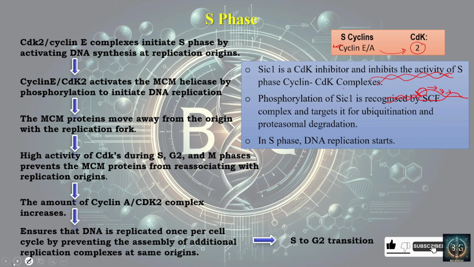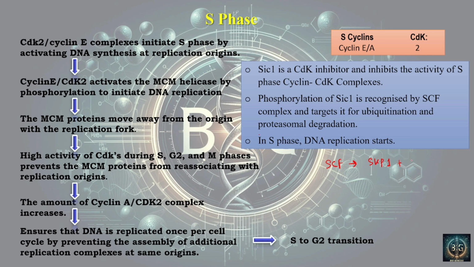Here is another protein, that is SIC1. SIC1 acts as a CDK inhibitor, a cyclin dependent kinase inhibitor. It inhibits cyclin dependent kinase activity, mainly S phase cyclin-CDK complex activity. So, SIC1 is phosphorylated, and then it is acted on by the SCF complex. What is SCF? SCF is a protein complex.